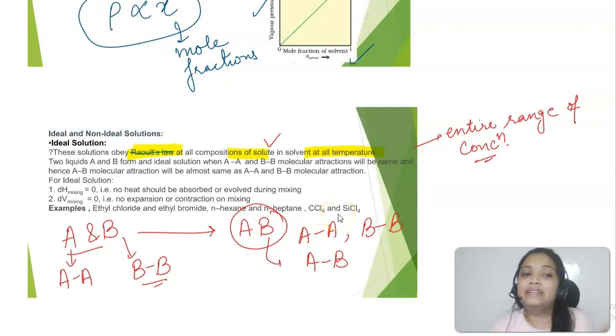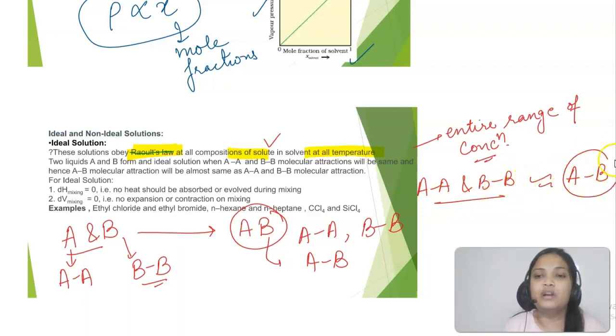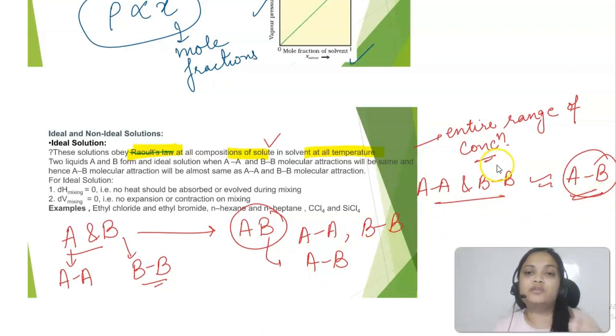Now, when do we get these ideal solutions? We get ideal solutions when the AA and BB molecular interactions are the same as the AB molecular interactions, meaning nearly the same. AA and BB interactions will be nearly the same as AB interactions. In that case, we will get ideal solutions. That is the main thing you must know about an ideal solution first.